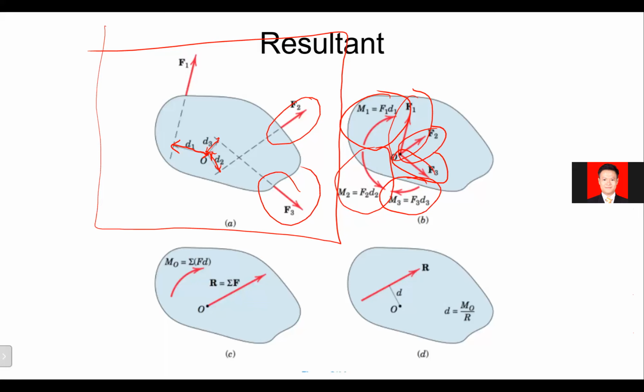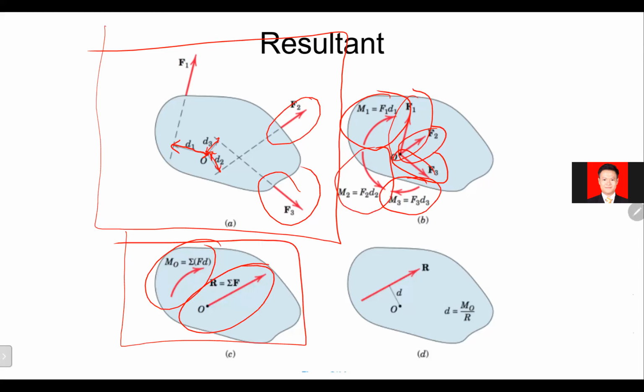By doing so, we move everything to point O. All the forces are happening at one point, and all the moments will be there as well. So we can sum all the moments and we can sum all the forces using vector summation. This is the result of the summation at point O. You get it, William? Yes, sir.